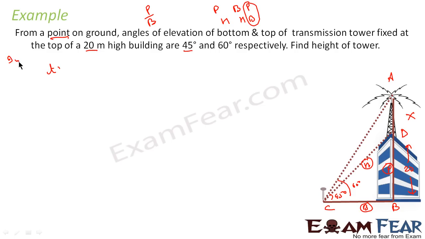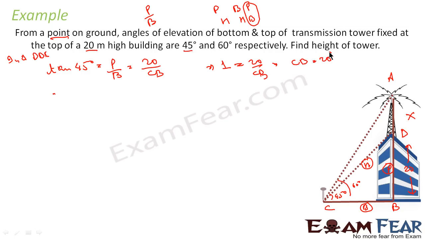So we'll say in the small triangle, that is DBC, tan 45 degree is nothing but P by B, and P is nothing but DB, that is 20, and B is nothing but CB. And tan 45, which is 1, is equal to 20 by CB, or I get CB is equal to 20. So this side is 20, it is known to me now.